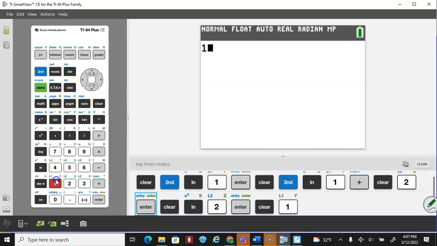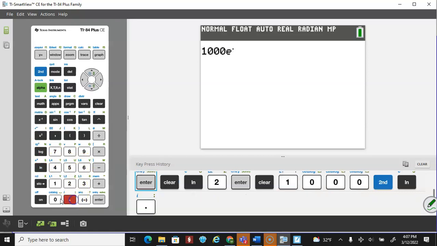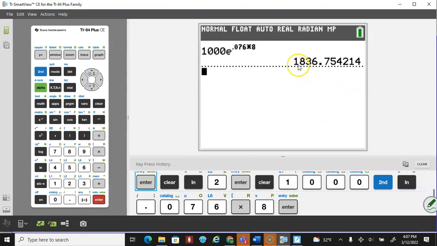So we're going to take our 1,000, and then we're going to multiply that by second ln, that's our E, and we're going to multiply that by 0.076 times our 8, right? And then we're just going to click enter. So this is our answer, $1,836.75. Keeping in mind whatever that third digit is right there, we're always going to use that to either leave the number if it's a 4 or below, or round it up if it's a 5 or above, okay?